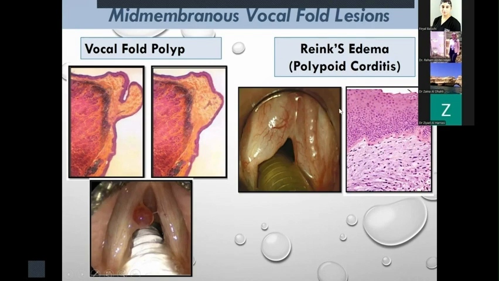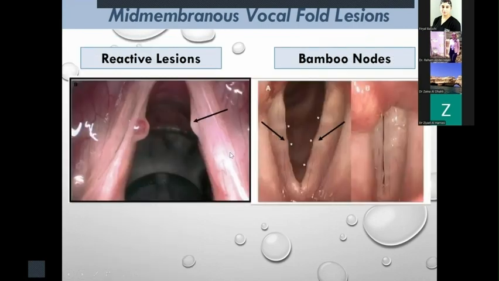Reinke edema is a gelatinous fluid accumulation in the Reinke space, as we can see here. The reactive lesions are pathological processes that occur in response to a contralateral lesion of the vocal fold, like polyps and cysts. The bamboo nodes are abnormal deposition of material in the lamina propria. Sometimes it's inflammatory material, and this occurs mostly with connective tissue diseases like rheumatoid arthritis.